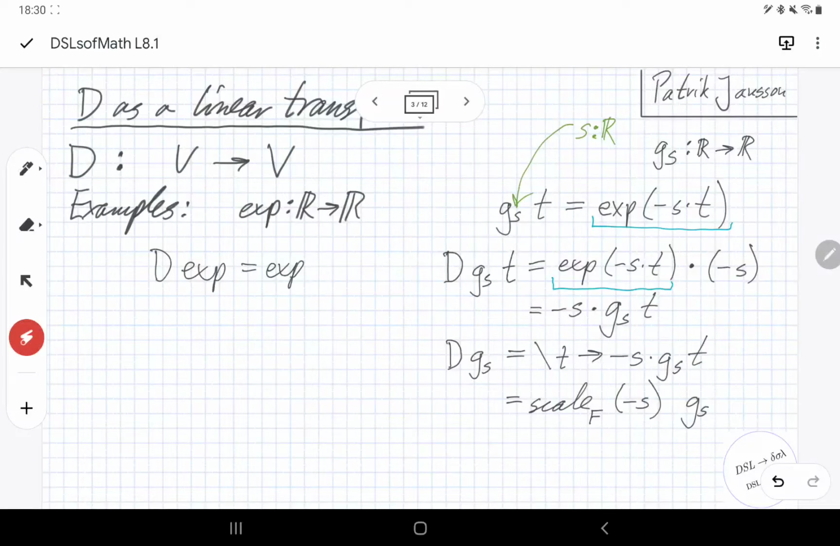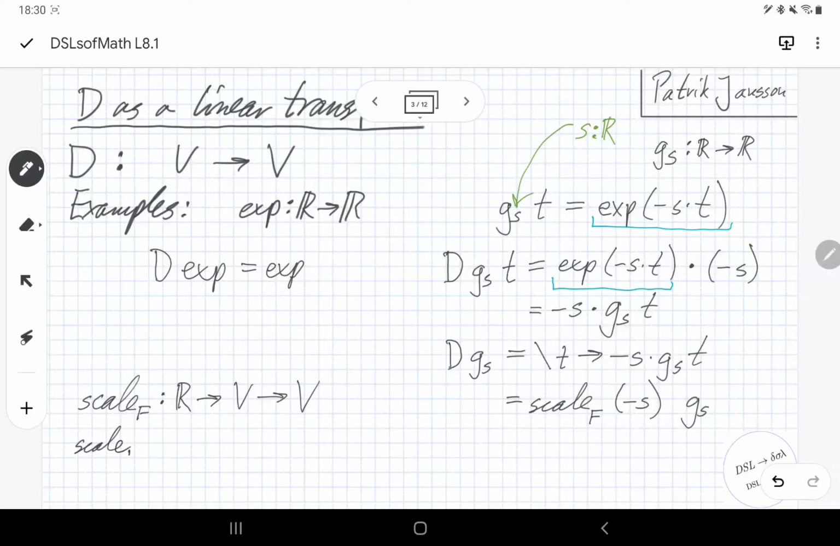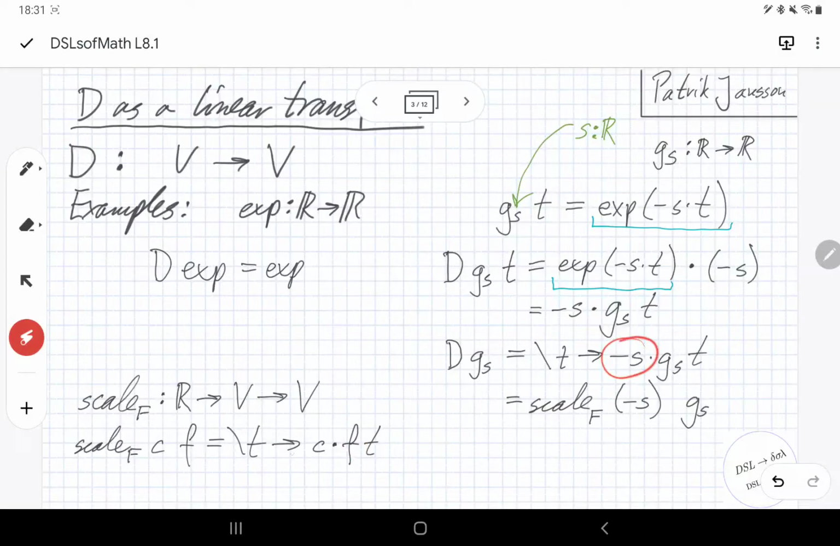We can remind ourselves what the definition of scaling is for functions. Scale f takes a real number and a function in the vector space, and it returns a function. Scale f of c f is equal to the function that multiplies f of t by c. If you want to match, you can see that gs here is the f and minus s is the c.